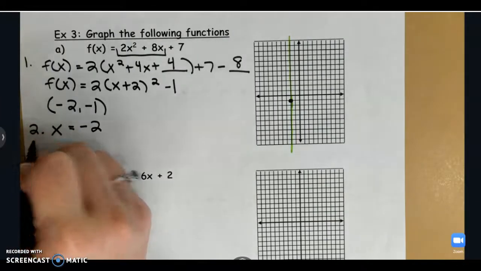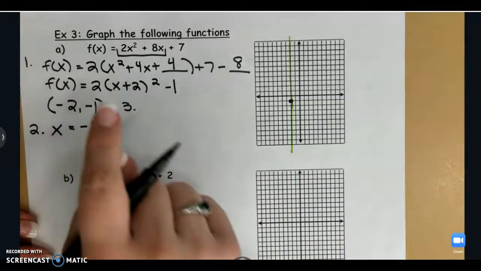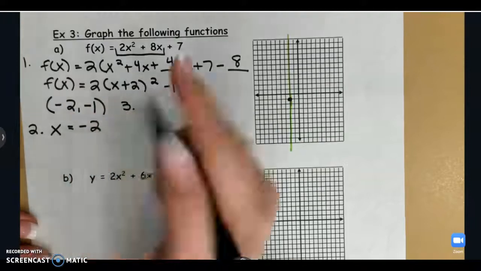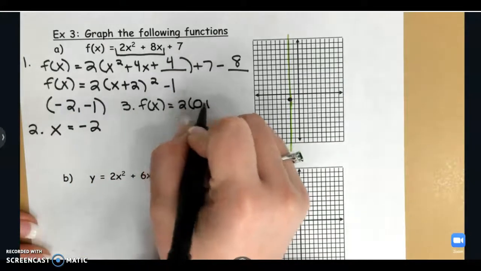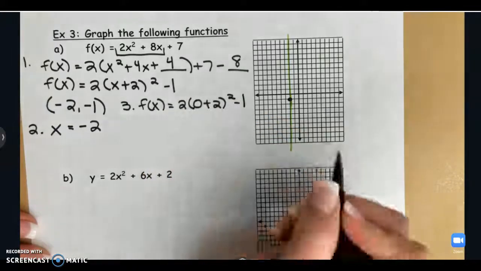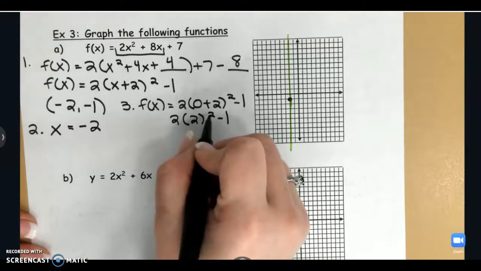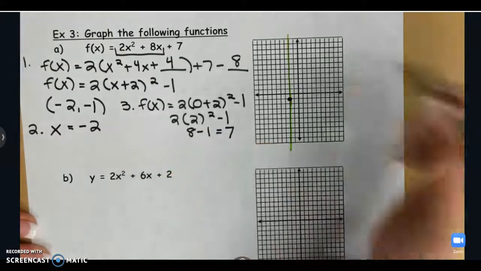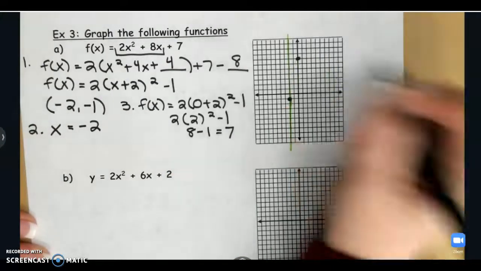Now we're on to step 3, which is finding our y-intercept. So we're going to plug in 0 to our equation for x. So f of x is equal to 2 times 0 plus 2 squared minus 1. So it's going to be 2 times 2 squared minus 1. 2 squared is 4, times 2 is 8. So 8 minus 1 is 7. So my y-intercept is 1, 2, 3, 4, 5, 6, 7.